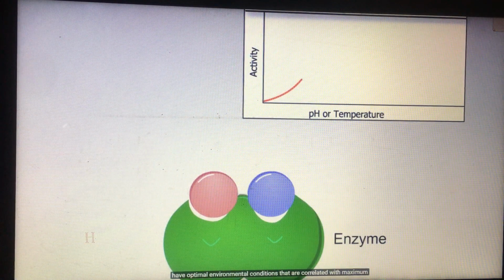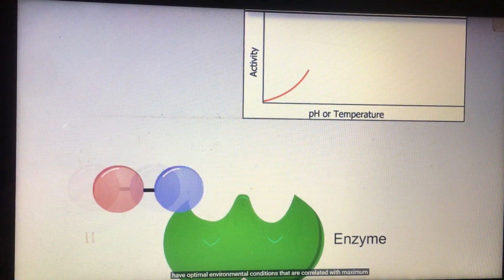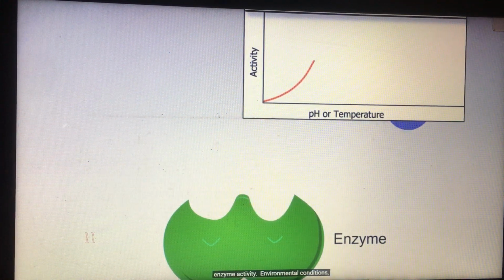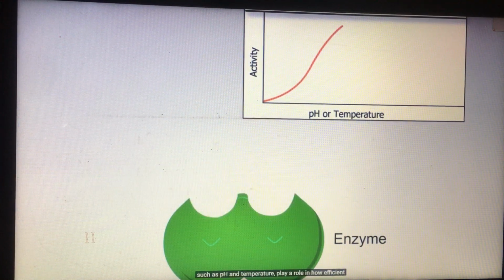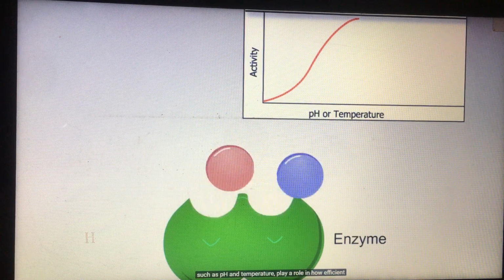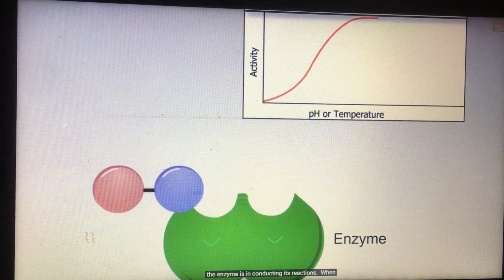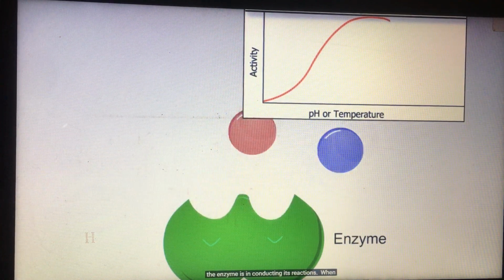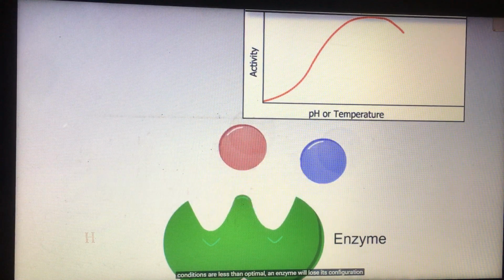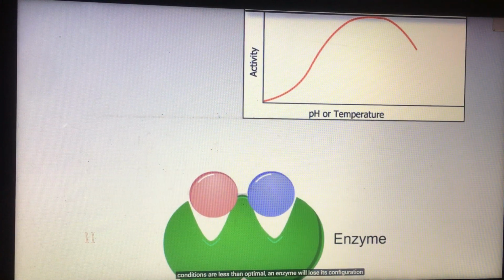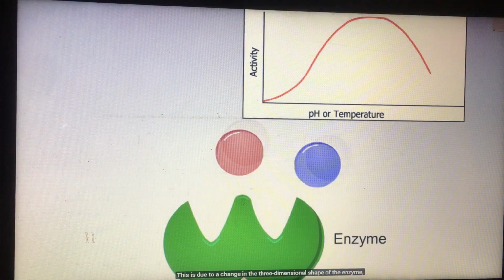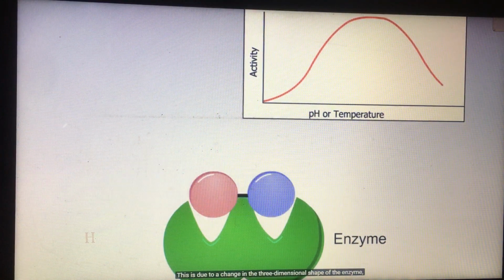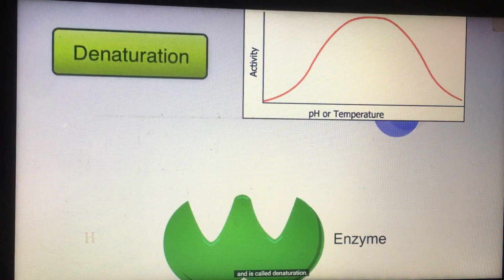All enzymes have optimal environmental conditions that are correlated with maximum enzyme activity. Environmental conditions, such as pH and temperature, play a role in how efficient the enzyme is in conducting its reactions. When conditions are less than optimal, an enzyme will lose its configuration and slow its activity. This is due to a change in the three-dimensional shape of the enzyme and is called denaturation.